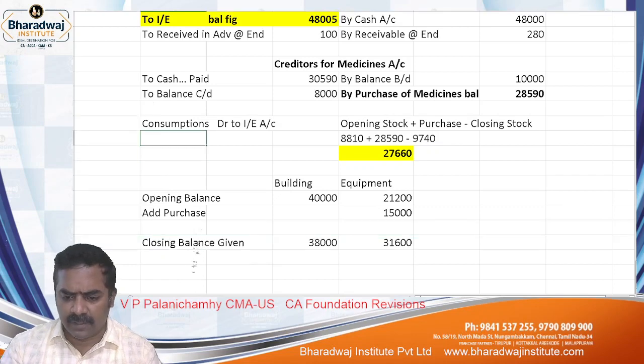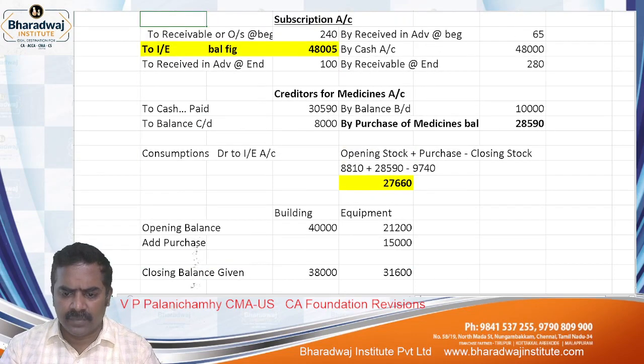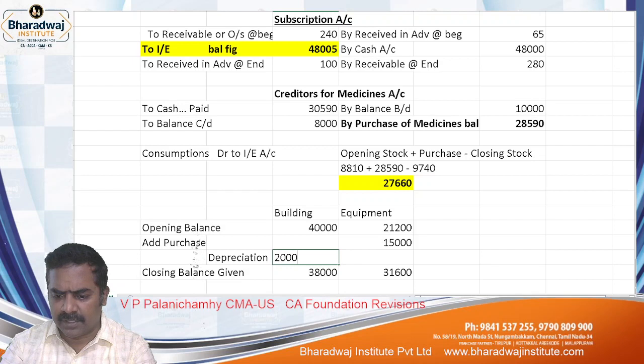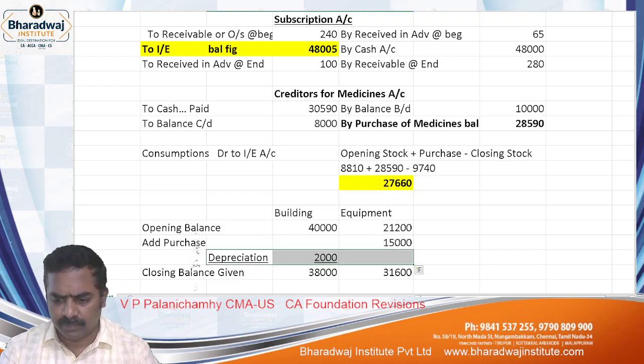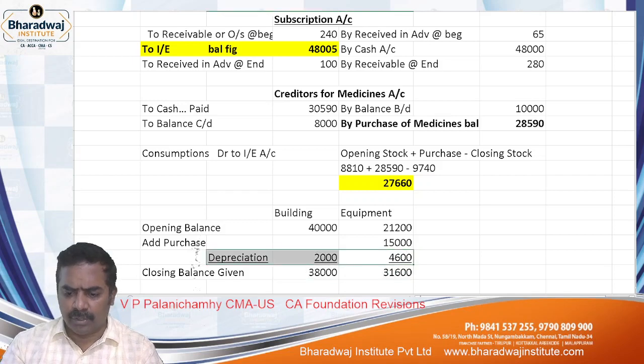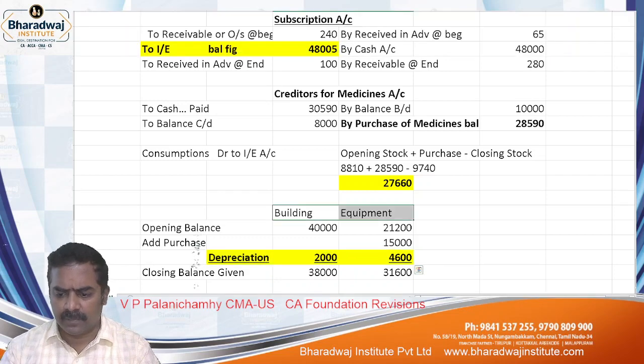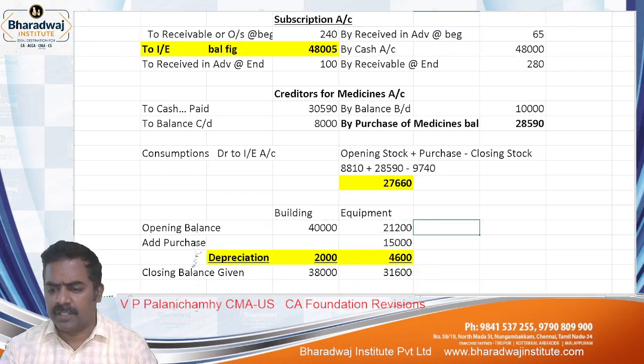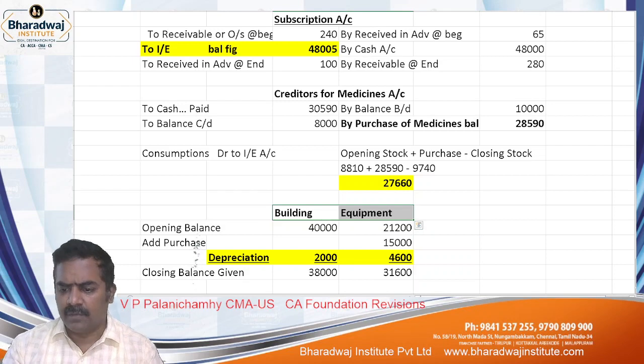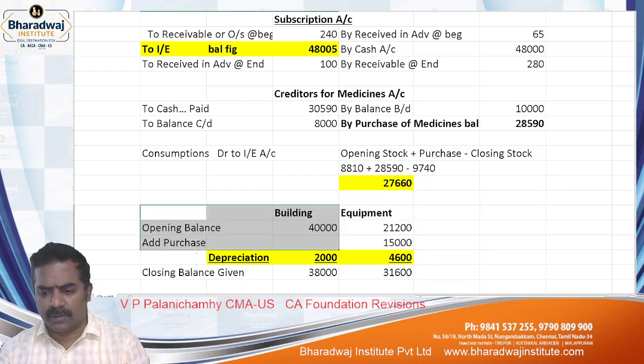So the balancing figure can be taken as depreciation. The difference can be taken as depreciation. For the building you have 2,000 difference. You can do an account or some general working also. The balancing figure is taken as depreciation. Depreciation will come in which account? Income and expenditure.